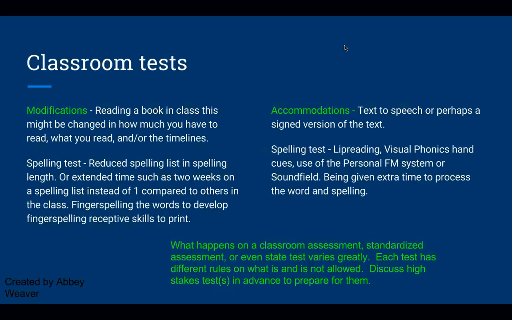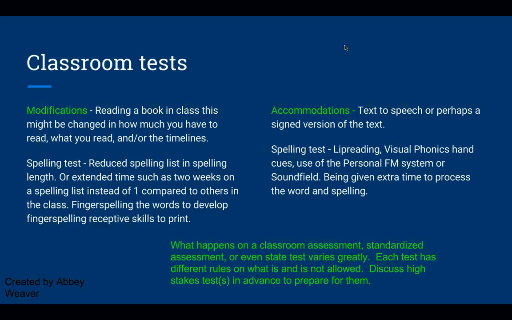Classroom tests. This is where a lot of issues have happened over the years. So it's really good to have this dialogue before you get into a situation where you have a test, especially high-stakes tests. So reading a book in class, this might change what you read, when you read, what's the timeline.